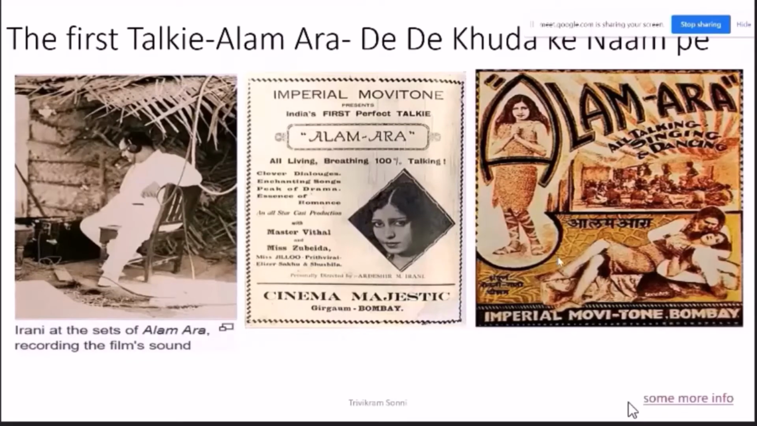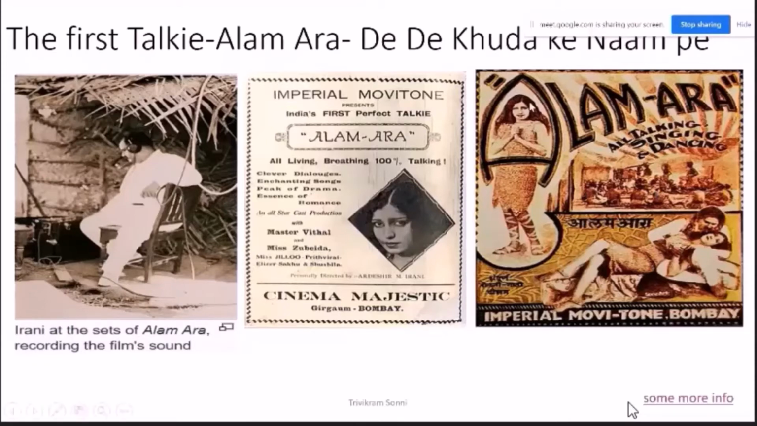So if you look at the one in the middle, it says it's India's first perfect talkie. All living, breathing, 100% talking. Clever dialogues, enchanting songs, peak of drama, a sense of romance, all-star cast production with Master Vittal and Miss Zubeida. Then, if you look at the second last lines, there is a Miss Jilloo and a Prithviraj. This is Prithviraj Kapoor.